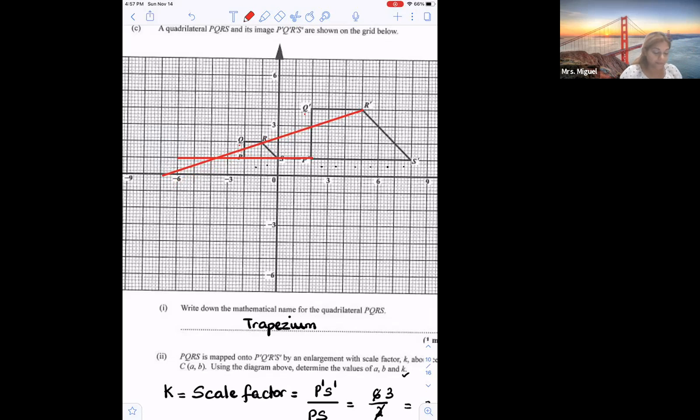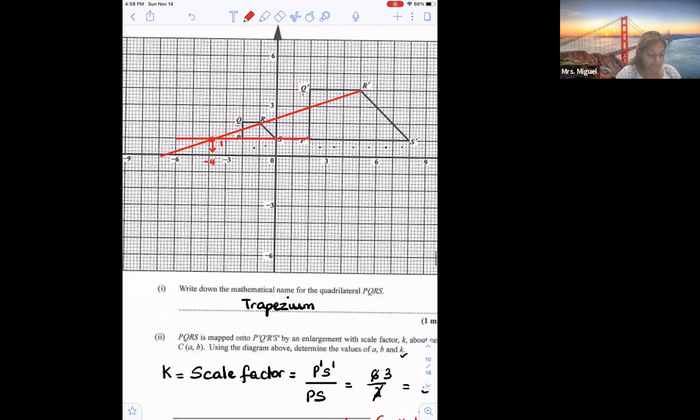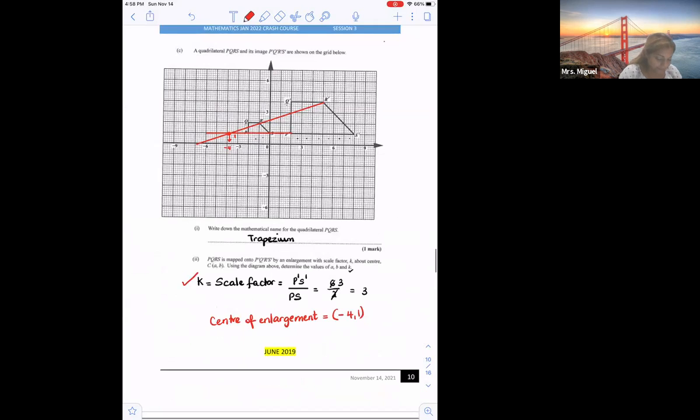Right. Notice that it's somewhere here where the lines intersect. So this here is negative 4, 1, and that will give me my center of enlargement. So you don't need to connect all the 4 lines, but when the lines intersect, that will give you the center of enlargement. So you're supposed to be able to get the scale factor and the center of enlargement.